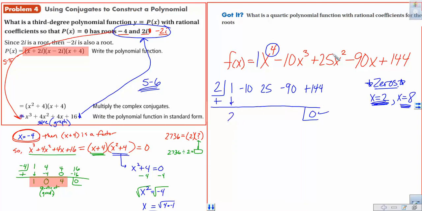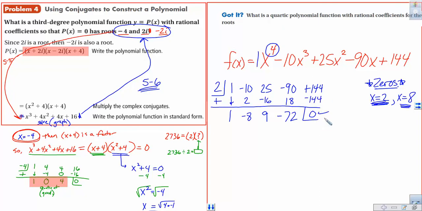So we bring down that 1. 2 times 1 would make 2. Negative 10 plus 2 would make negative 8. And then we'd have negative 16. 25 minus 16 would make 9. And then we'd end up with an 18, which, with negative 90 plus 18, would put you at negative 72. And then look what happens when I double negative 72. I end up with a negative 144, and hooray, we end up with a 0.